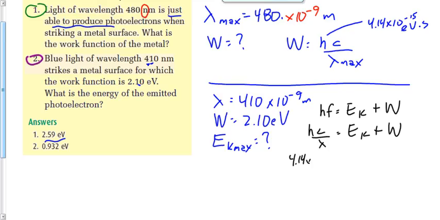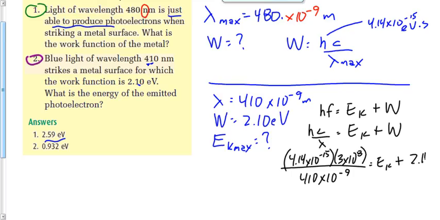Okay, so 4.14 times 10 to the minus 15 electron volt seconds times 3 times 10 to the 8, divided by 410 times 10 to the minus 9 equals EK plus 2.10 electron volts.